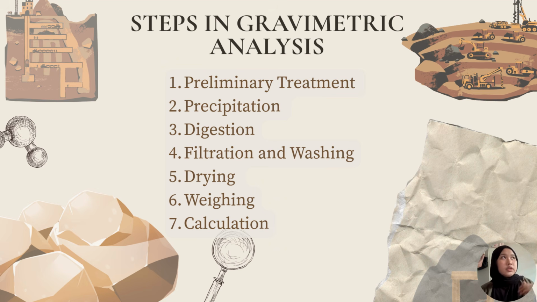In this step, a suitable reagent is added to the solution to convert the analyte into an insoluble precipitate. This allows the analyte to be separated from the solution. The third step involved is digestion, which is one of the most important steps in gravimetric analysis. The precipitate is heated and allowed to stand in the solution. This process forms larger and purer crystals, which improve the accuracy of the final result.